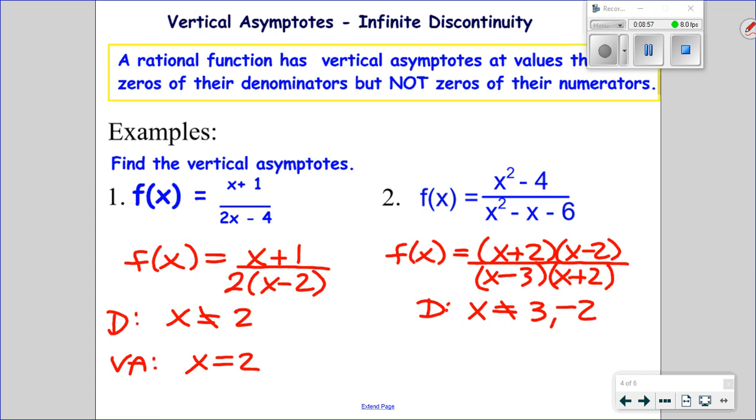But because x plus 2 is a zero of the numerator and the denominator, there is not a vertical asymptote at x equals negative 2. The only vertical asymptote is going to be x equals 3. What actually is happening at x equals negative 2 is that there is a hole in the graph, or a point discontinuity. But because here we're focused on the vertical asymptotes, there is only one, and it would be x equals 3.